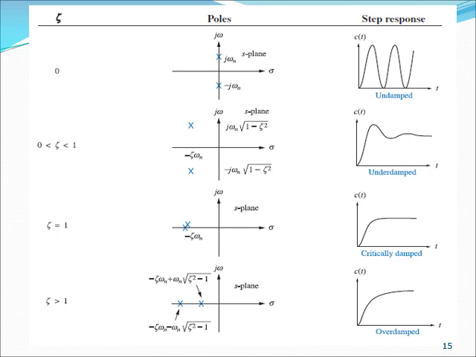When zeta is between 0 and 1, so we are here. The poles will move like this, this pole moves like this, and this pole moves like this. And this is the value of zeta between 0 and 1. The pole is moving. We have shown a pole here and a pole here now.